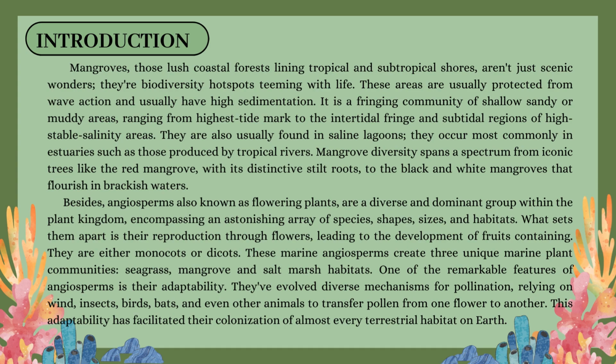Mangrove diversity spans a spectrum from iconic trees like the red mangrove, with its distinctive stilt roots, to the black and white mangrove that flourish in brackish waters. Besides, angiosperms, also known as flowering plants, are a diverse and dominant group within the plant kingdom, encompassing an astonishing array of species, shapes, sizes, and habitats. What sets them apart is their reproduction through flowers, leading to the development of fruits containing seeds. They are either monocots or dicots. These marine angiosperms create three unique marine plant communities: seagrass, mangrove, and salt marsh habitat.